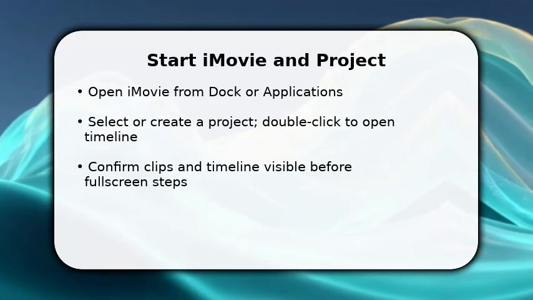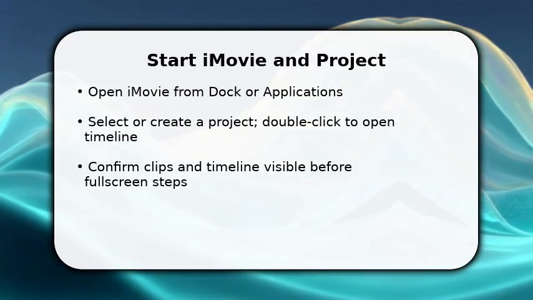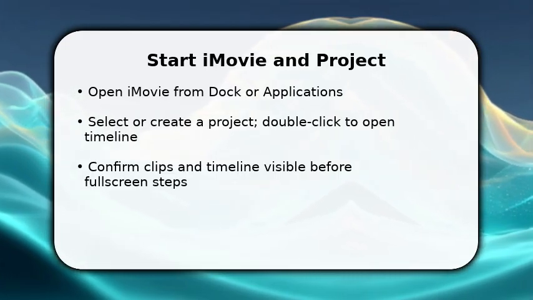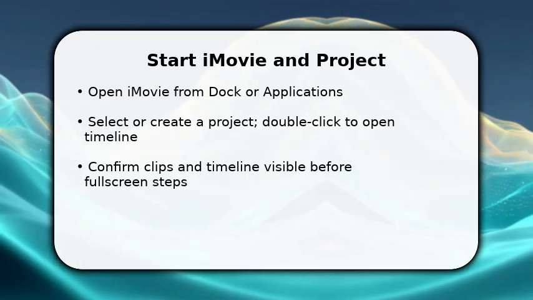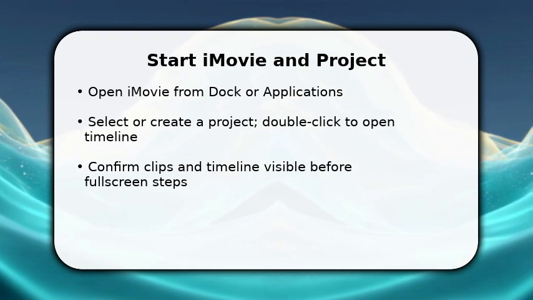Click the preview so it's active, then note the green full screen button in the window's top left corner. If you prefer a keyboard route, press Ctrl-Command-F to toggle the app. These first actions prepare iMovie's interface, so full screen mode will display your video cleanly.